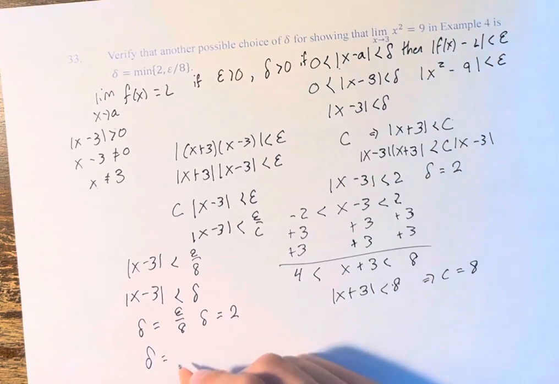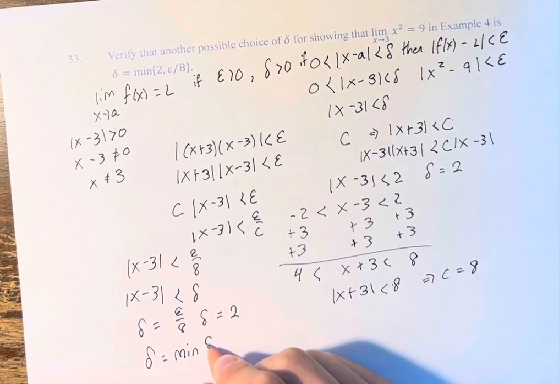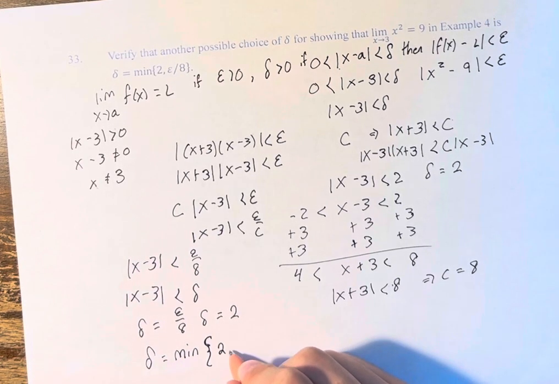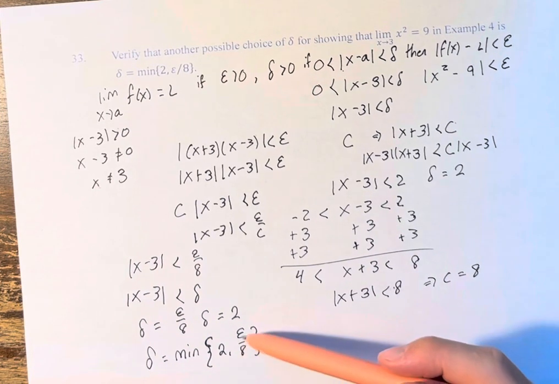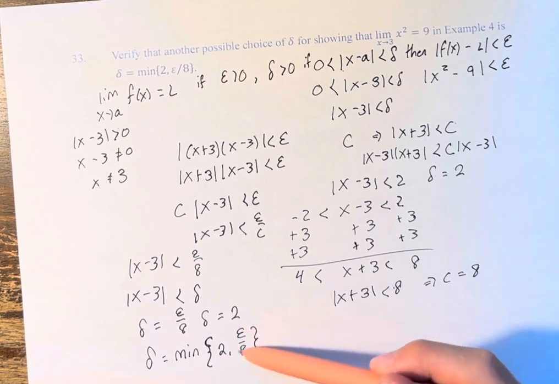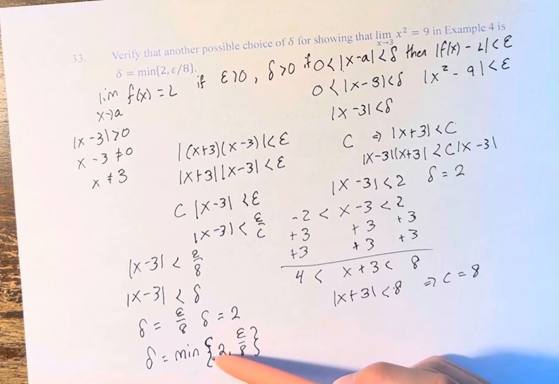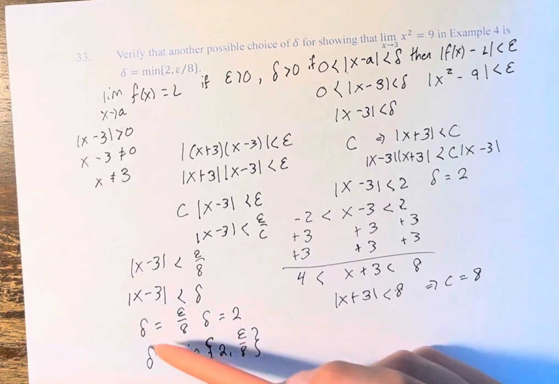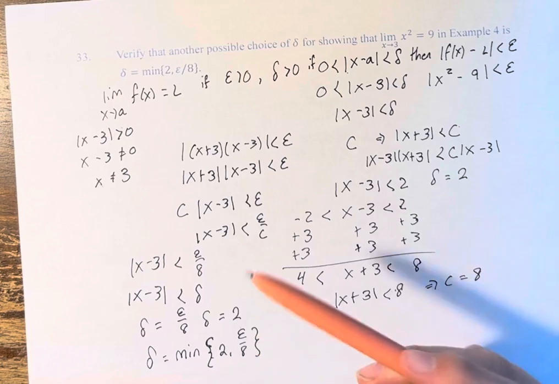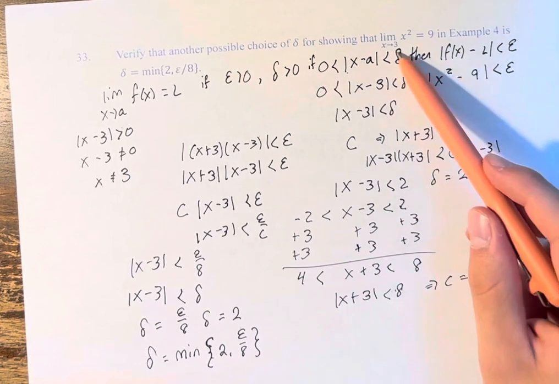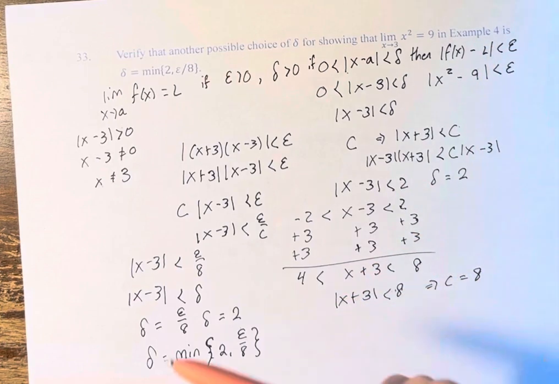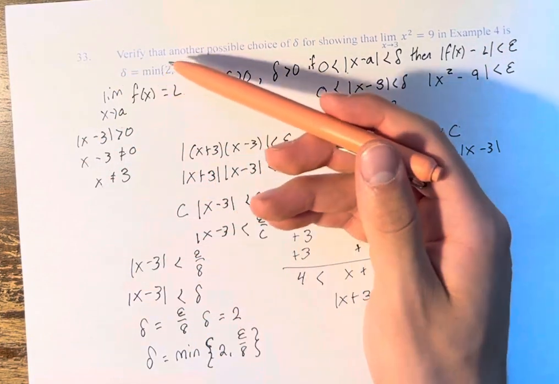And so we say that it is equal to the minimum of these two values, 2 and epsilon over 8. Depending on what epsilon is, whatever epsilon over 8 is, the smaller of 2 and that number is our delta. And therefore, we get that not only can we solve this problem as we did in example 4, but also that delta can also be the minimum of 2 and epsilon over 8.